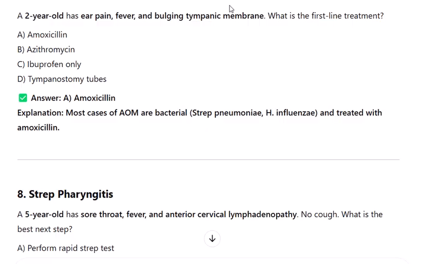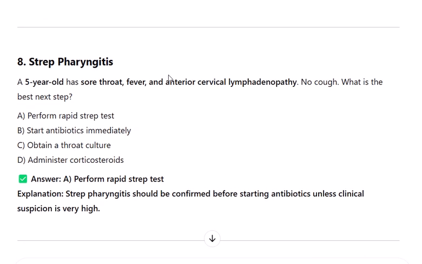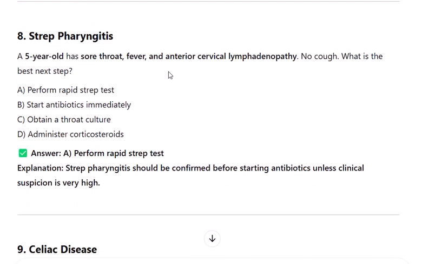8. Strep pharyngitis. A 5-year-old has sore throat, fever, and anterior cervical lymphadenopathy. No cough. What is the best next step? A. Perform rapid strep test. B. Start antibiotics immediately. C. Obtain a throat culture. D. Administer corticosteroids. Answer A. Perform rapid strep test. Explanation: strep pharyngitis should be confirmed before starting antibiotics unless clinical suspicion is very high.